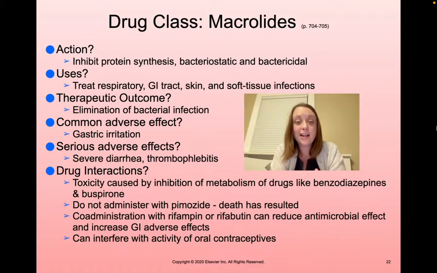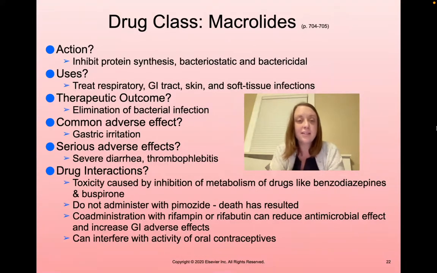Let's look at our next drug class, the macrolides. How do these work? They work by inhibiting protein synthesis. They're bacteriostatic and bactericidal. The difference between those is bacteriostatic means it helps to prevent them from proliferating anymore, whereas bactericidal means it actually kills the bacteria. Macrolides are used to treat respiratory infections, GI tract, skin, as well as soft tissue infections. Our therapeutic outcome, as with most of these, is that we want to see the elimination of the bacterial infection.